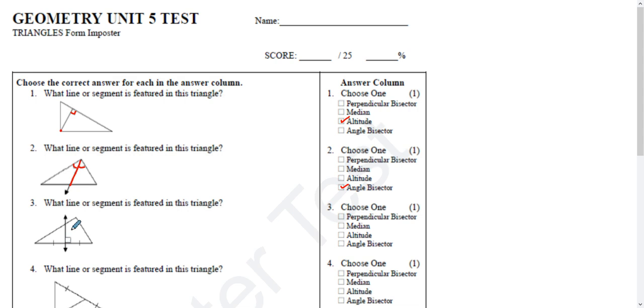The next one, I've got a right angle kind of like this one, but notice this one doesn't go to the vertex. It's just at the midpoint of this side. So it's dividing this side and it's at a right angle. So this is what is called a perpendicular bisector.